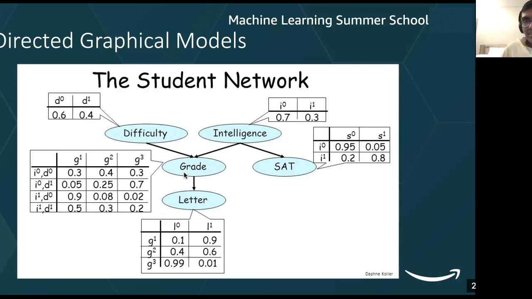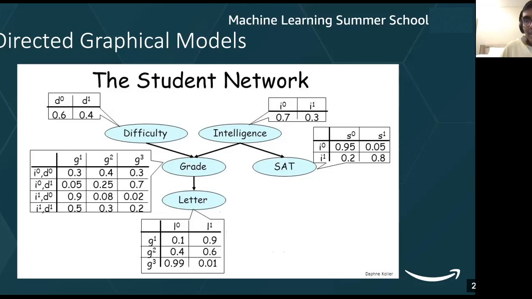Grade essentially has 3 levels: 1, 2, and 3, with 1 indicating a good grade, 2 indicating a medium grade, and 3 indicating a poor grade. Grade here essentially depends on the difficulty of the exam and also how intelligent the student was. Then there is letter, which depends on grade. Letter here signifies, let's say, a letter of recommendation, and it obviously must depend on grade, because if you get a good grade, then it is very likely that your professor will write you a good letter of recommendation.